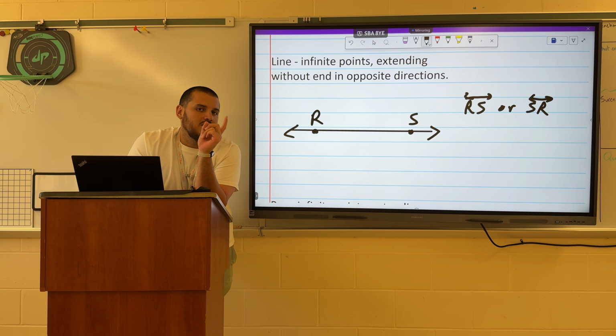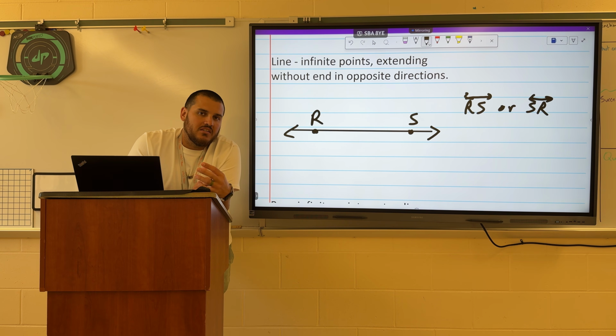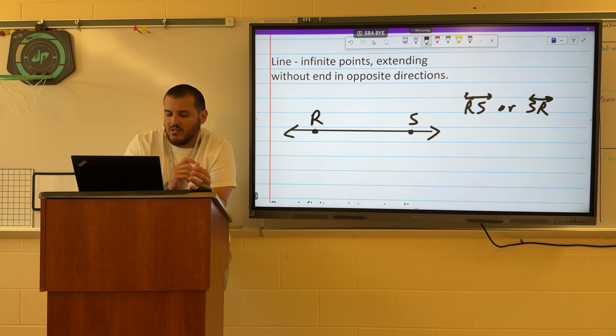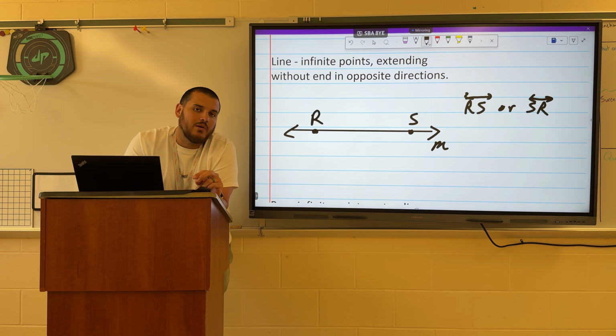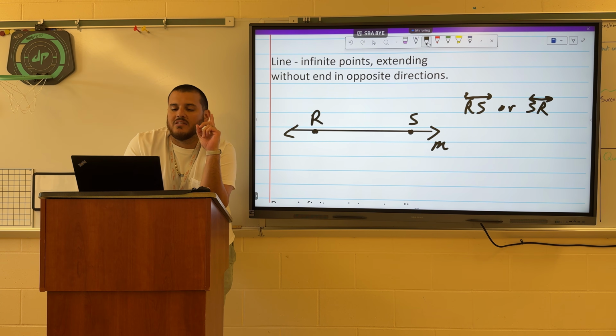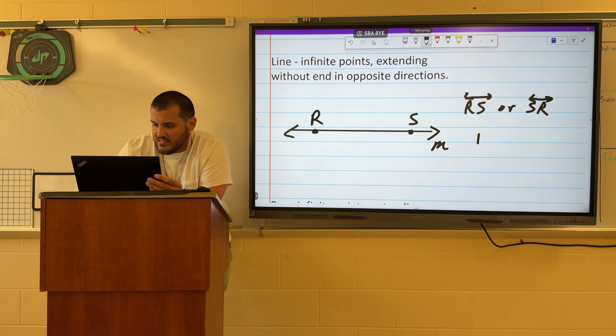Now the only exception to this rule is if there is a lowercase letter next to one of our arrows. And this lowercase letter is typically either cursive or script. So if I put a fancy little lowercase m next to my arrow, I can now refer to this as line M instead of using the points. And if I'm going to write or read using those little lowercase letters, that is the only scenario where the word line is spelled out. So in this case, I would have to spell line M.